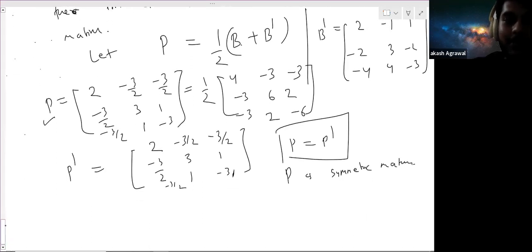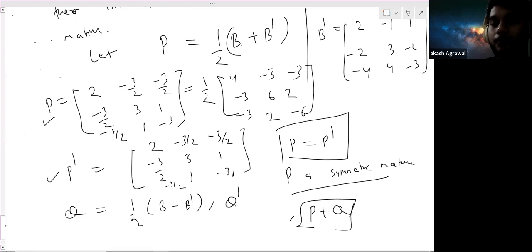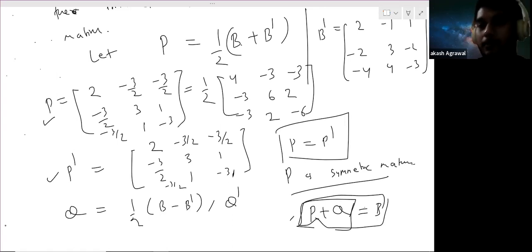You have to find P like this, then P transpose, then show that P is a symmetric matrix. Same way, you have to find Q. Let's take Q as half of B minus B transpose. Then you have to find Q transpose and show that Q is a skew symmetric matrix. Then what you have to do is find P plus Q. You will see that P plus Q is B. Then you write that this is the answer.